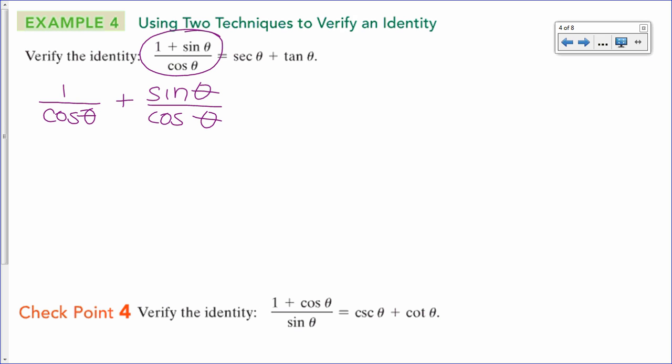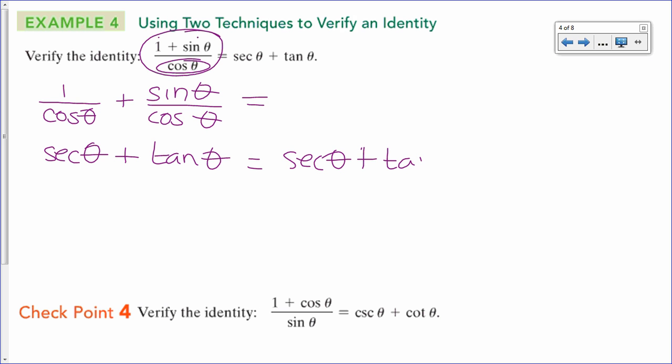Because this one divides both, right? The 1 and the sine of theta. And then actually we're done. What is 1 over cosine? Secant. So secant theta. And what is sine over cosine? Tangent. That's it. We're done. So if you guys could please complete the next one, it will be the same style.